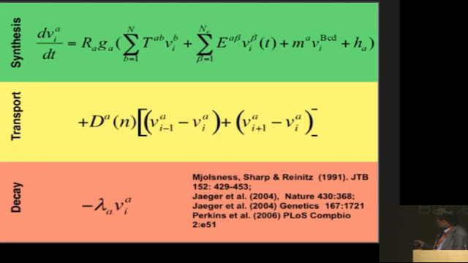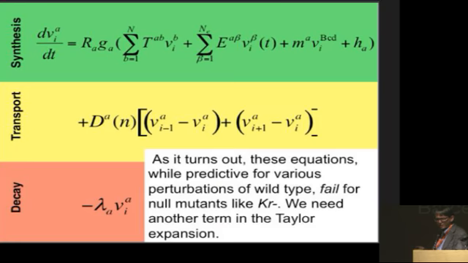This G is a threshold function that looks like this. So there's linear stuff in here, but the equations as a whole are nonlinear. This is synthesis of proteins up here. We add diffusion for transport between adjacent nuclei and first order decay. And we've done a lot of stuff with this model since 1991. And it has many, many advantages. It actually has one problem.